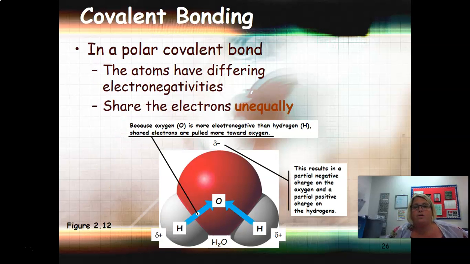In a polar covalent bond, the atoms are going to have different electronegativities. So it's going to share that electron unequally. Think water. Okay? So each hydrogen has a plus charge, whereas the oxygen has a negative charge. Okay, and it's what draws them together.